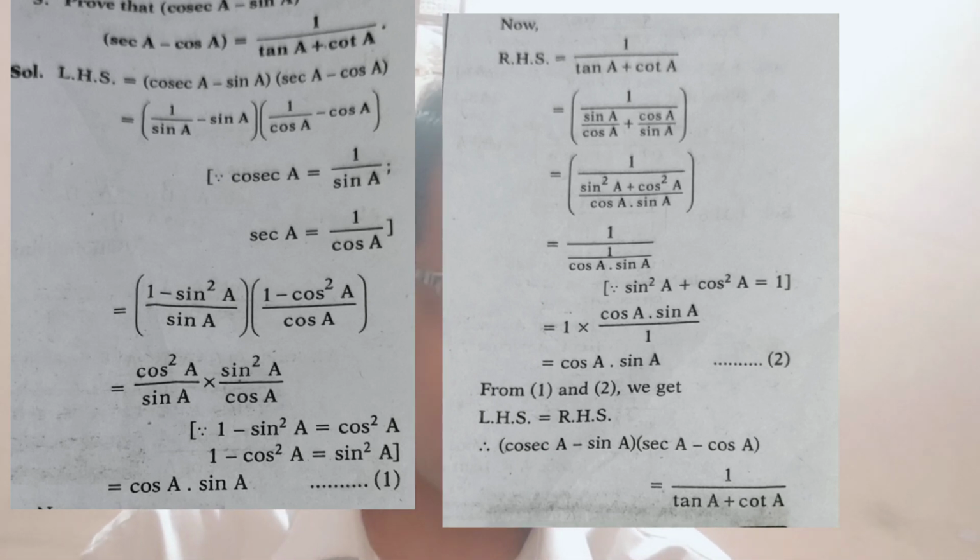Cosecant a minus sin a into secant a minus cos a is equal to 1 by tan a plus cot a. So to prove these types of sums, first of all we take the LHS as some quantity and the RHS as some quantity. In the end we have to prove that those two quantities are equal. By that method we can solve it. I will give that answer on the screen.